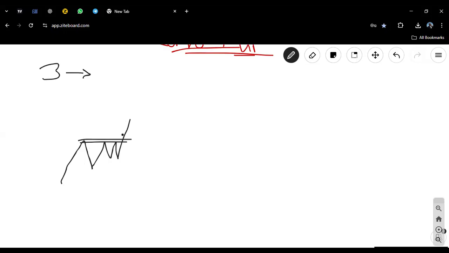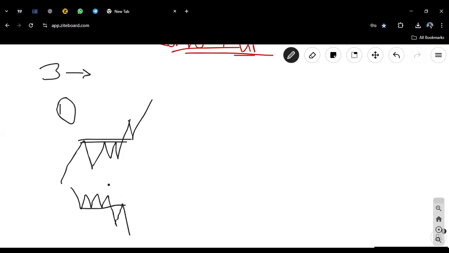So when we have a full body closure at this level, that is the point where we are going to take that entry. So this is the first one, where we have multiple touches at the same zone. For example, in the bearish momentum, you can see the market touching a certain zone, and then from there you will be able to take that entry. I will show you an example.